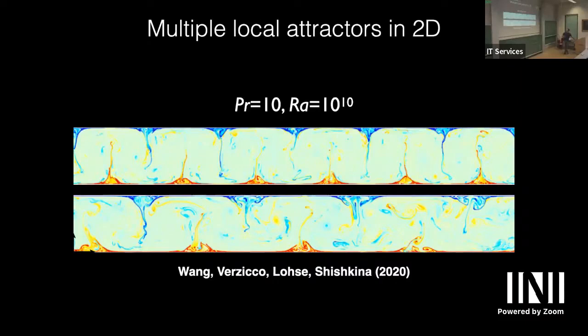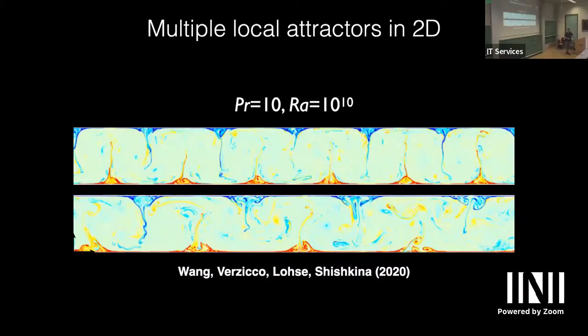Prandtl number 10, Rayleigh number 10 to the 10. These are snapshots from two different states that you get just from starting with different initial conditions. One initial condition is chosen to nudge the flow towards developing 6 pairs of convection rolls. This is the temperature field that's being visualized. And this one nudges the flow into 4 pairs of convection rolls. You run a long simulation, and as far as we can tell, they lock into those states.